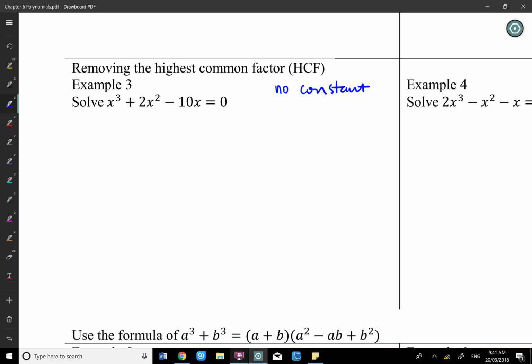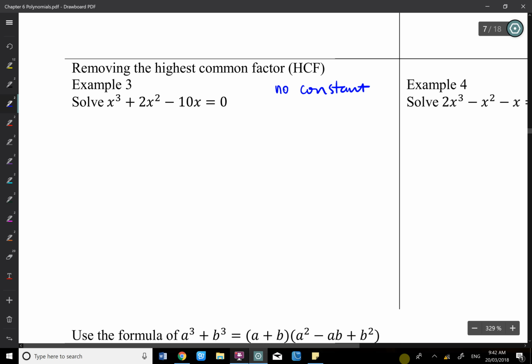Because we can factorize the highest common factor, which is x in this case, because all the terms contain x, right? If we have a constant, we can't do that because we don't have x in the constant term. But we can take x out. x squared plus 2x minus 10 equals to 0.